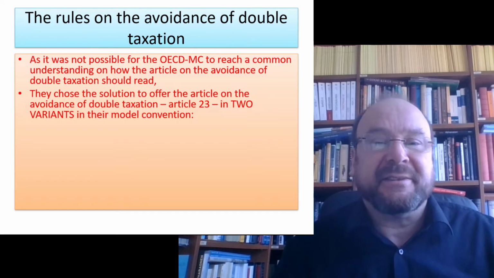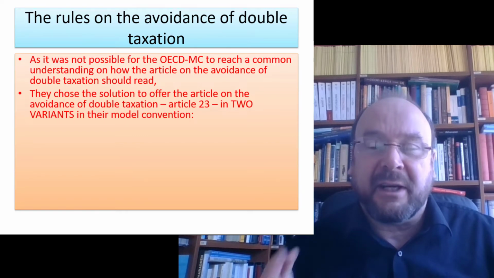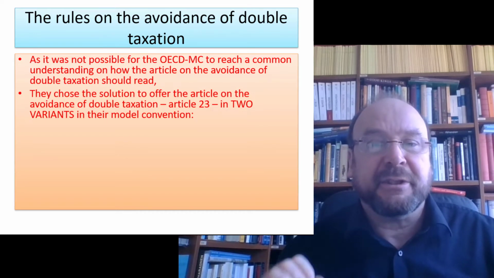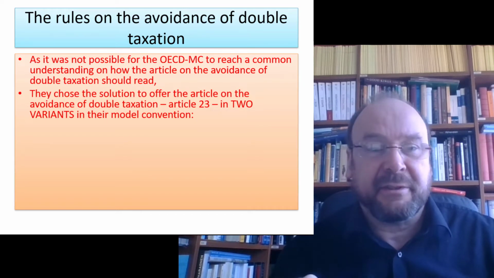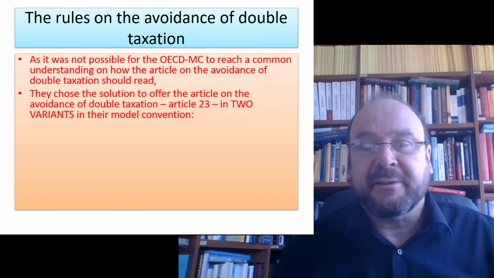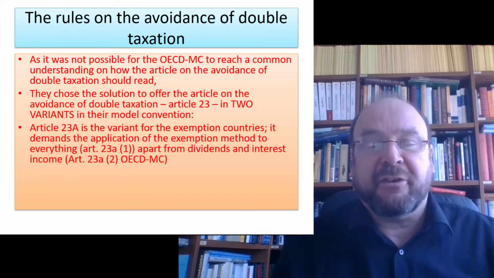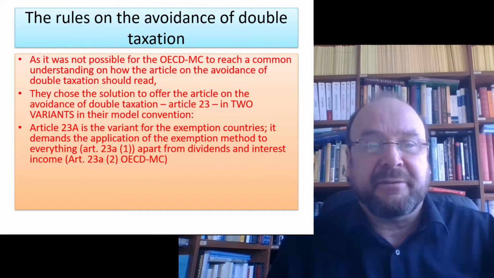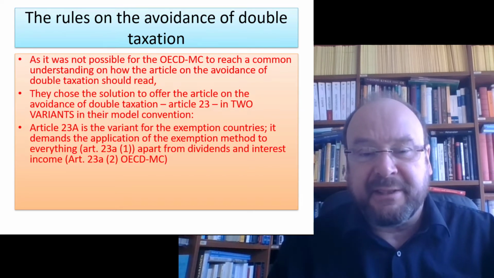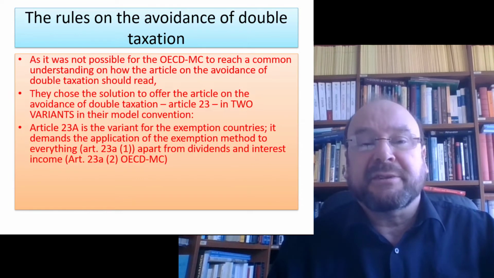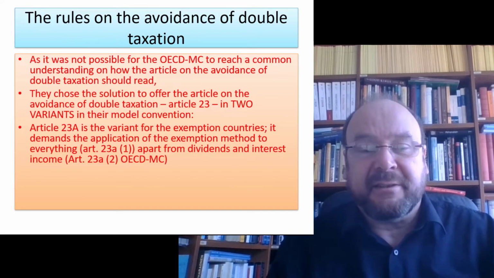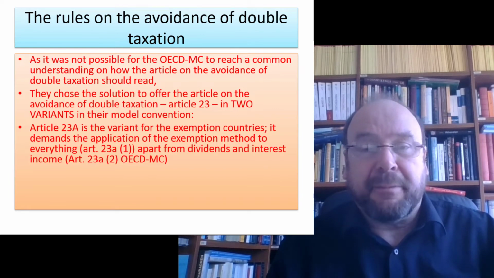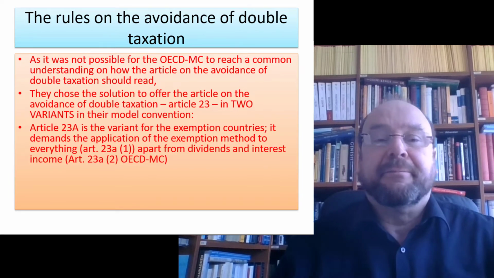And they just said the states interested in writing a double taxation treaty should then select the variant which suits their particular policy. So the A variant is the exemption country variant. It demands the application of the exemption method everywhere where it makes sense and proposes or excludes dividends and interest income. There also the exemption country fans are in favor of the credit method.